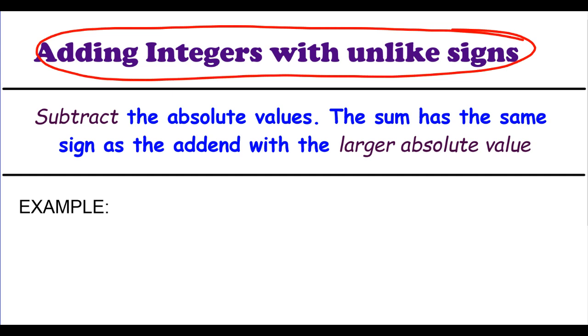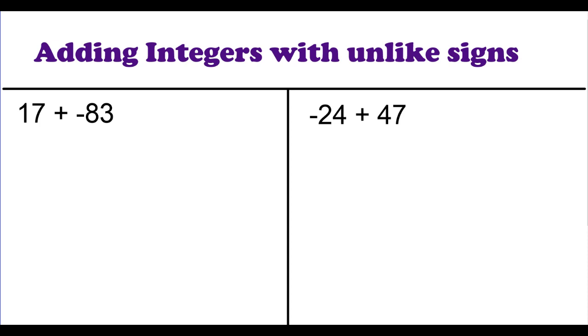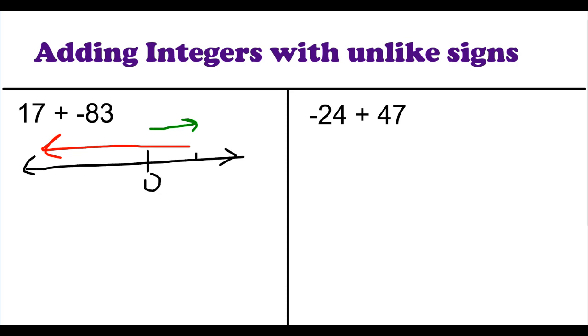So let's see a few examples of that. In these examples, we're adding numbers that have opposite signs, which means on the number line, our 17 wants to move one way, and our negative 83 wants to move another. So there's going to be some canceling of our values here, especially if this is 0. That's 17, and way down here is whatever our sum is.